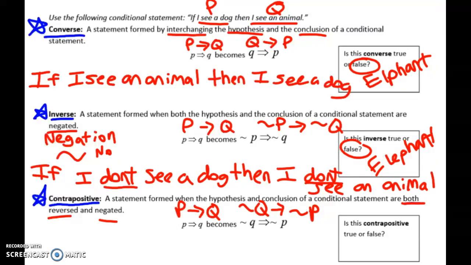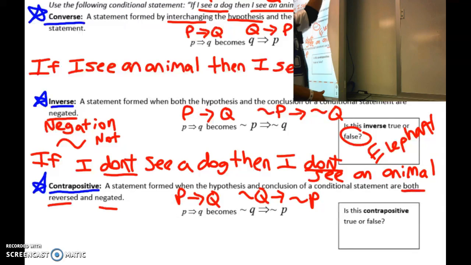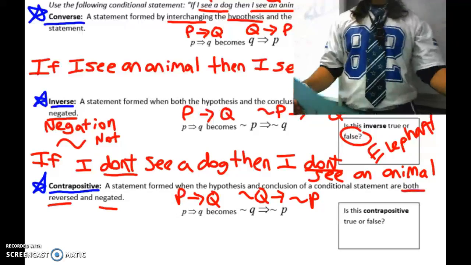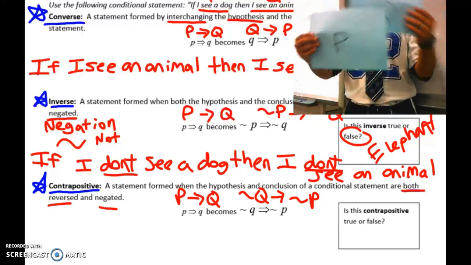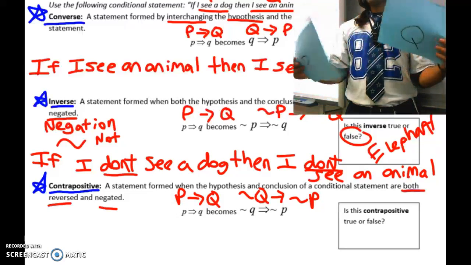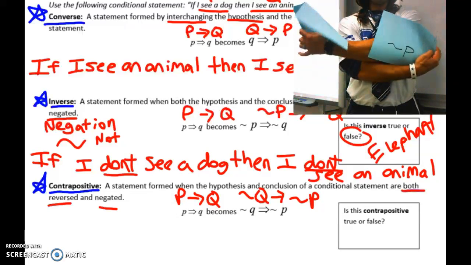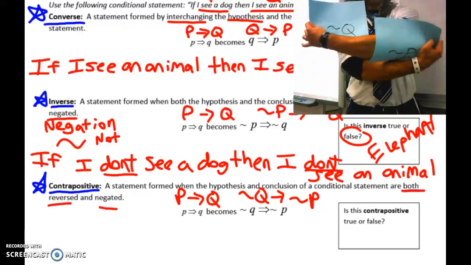Remember, that squiggle means negation. It means not, it means opposite. And there's actually an actual name for this thing. It's called a tilde. So that squiggle is really called a tilde, but if you call it a squiggle, that's fine. Okay? So we're going to have to switch them and invert them. So once again, with the little symbols, conditional statement, converse is a switch, inverse is opposite. Now contrapositive is both switch and opposite. So it's going to be not Q implies not P.